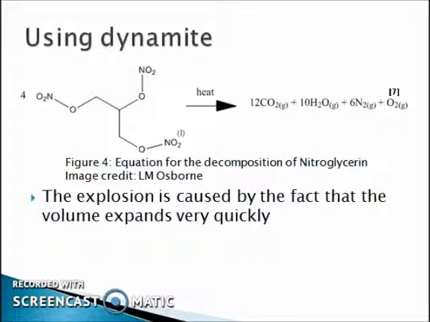Here is the equation for the decomposition of nitroglycerin once heat is applied. Notice that nitroglycerin is a liquid at room temperature, but all the products are gases. The fact that the volume expands so rapidly causes the explosion that we see, hence the high brisance, which is what makes dynamite so well suited to the high impact explosions that we like to see on the big screen.